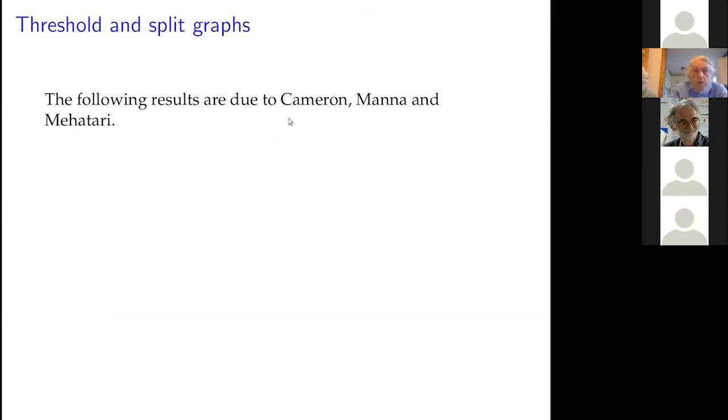I want to talk about some results that I proved with Pallavi Manna and Ranjit Mehetari. Quite recently, they're on the archive now. I'll give you the references at the end. But I need to introduce two subclasses of the perfect graphs, the threshold graphs and the split graphs.